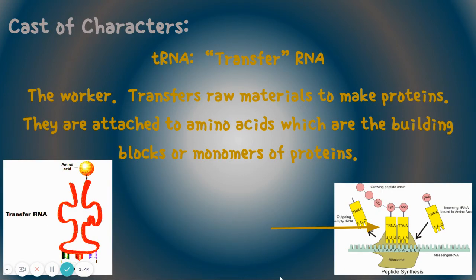The next in our cast of characters is the tRNA, or the transfer RNA. Your transfer RNA is actually going to be transferring the raw materials to make proteins over to the ribosomes. If you look at the larger picture on the left, the transfer RNA kind of looks like a T. On one end of the transfer RNA is the amino acids. There's your raw materials, your monomers, your building blocks of proteins.